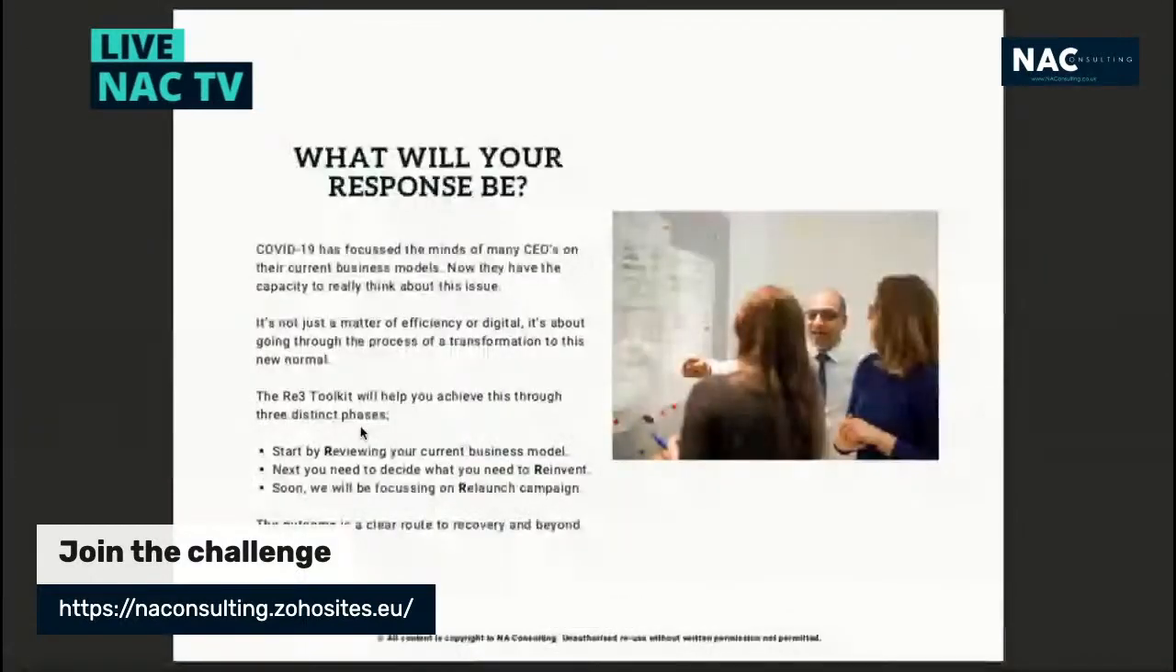We talked about the 3 phases, and the 3 phases were first to have a review of your as-is, your current business model. The next is to understand and decide what works, what doesn't work, what needs to be reinvented. And the third stage, which we're going to talk about today, is that reinvent stage, the relaunch phase. And the relaunch phase is all about making live, getting live, the solution that you've put together, the new business model, the operating model that you've designed.